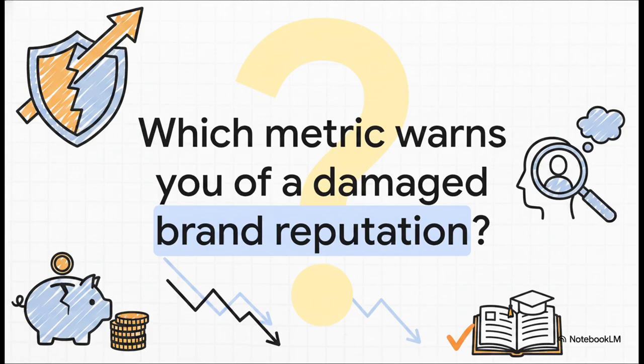I want to leave you with this final, somewhat provocative thought. If you had to abandon a mathematically profitable project because it ended up severely damaging your brand's reputation, which performance metric warned you first? Was it a lagging financial ratio or a leading non-financial indicator? Think about that as you continue your exam prep.